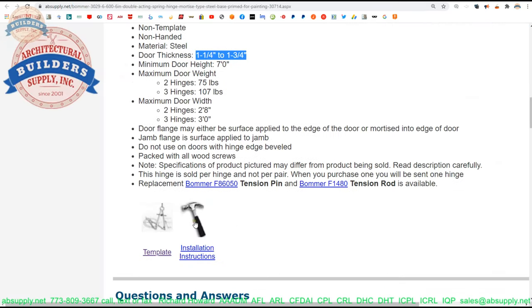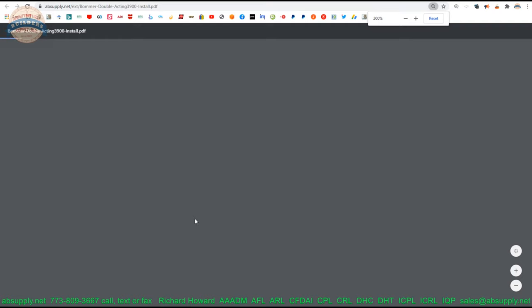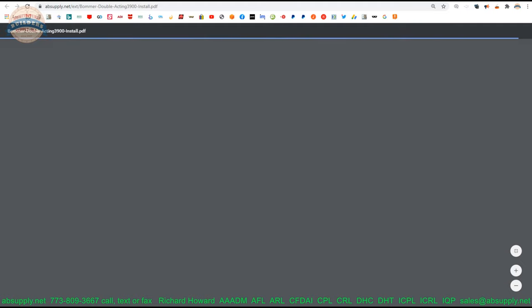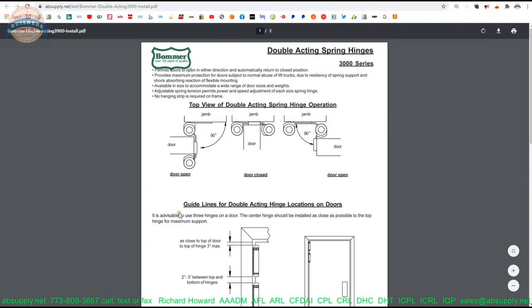Now, next document, installation instructions. Not sure why that's taking so long to load. Okay. Now, this is a two-page affair.